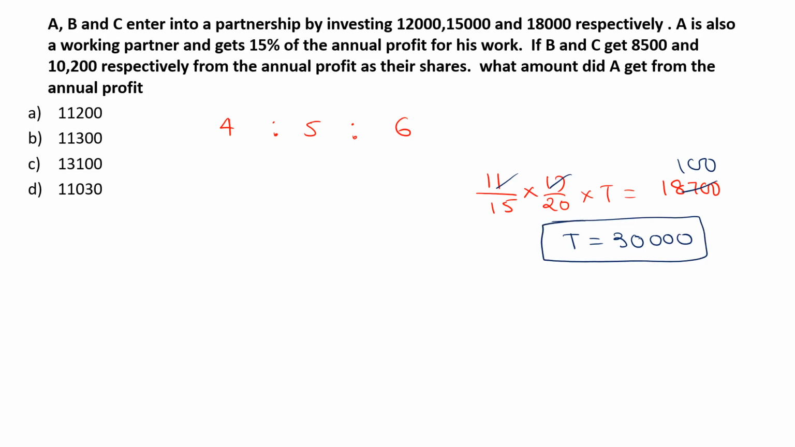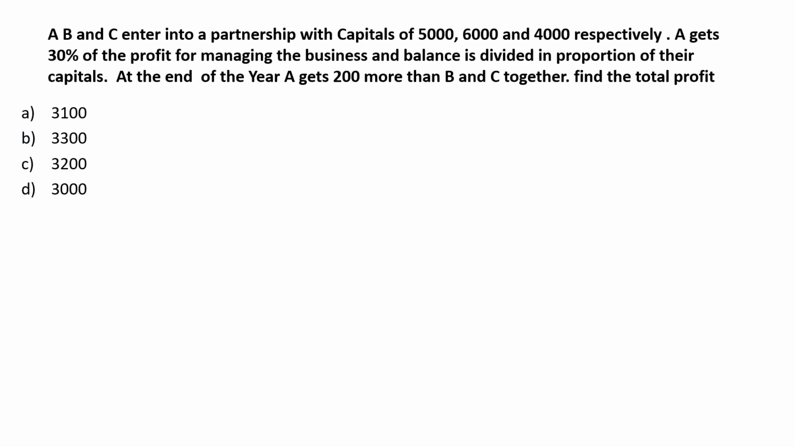And out of that 30,000, B and C together took 18,700. Then the share of A would be 11,300. That would be our answer, Option B, 11,300. Okay. This is the best way to solve this question. A very good question again. Move to the next question.